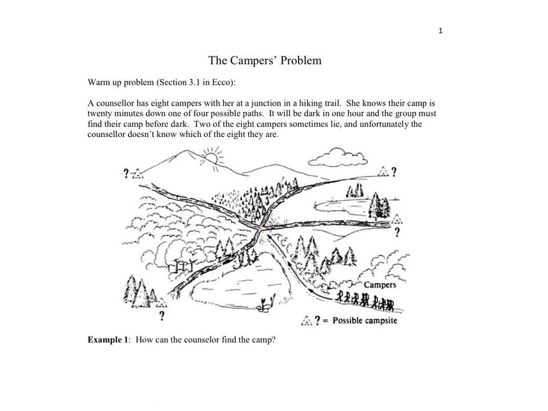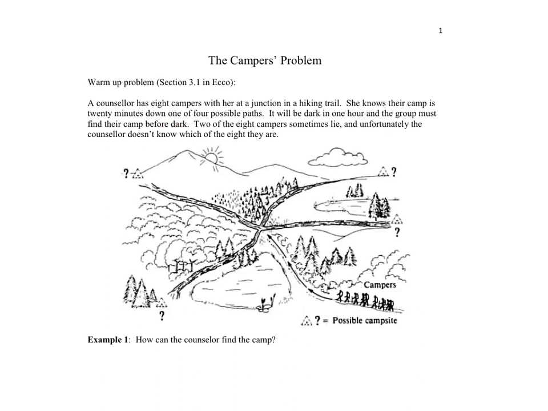And they know that their camp is 20 minutes down one of 4 possible paths. So path 1, path 2, 3, and then there's the 4th one. Is the camp there, or possibly there? And it's going to be dark in 1 hour, and the group must find their camp before dark.